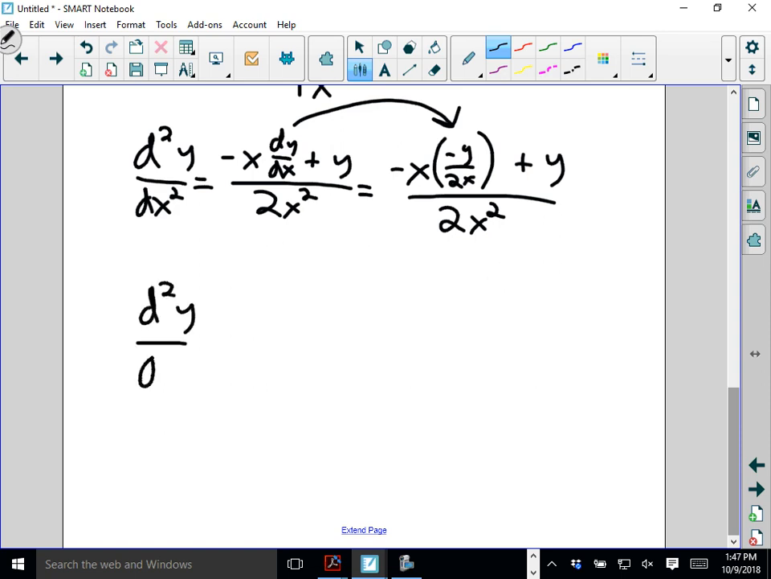When I multiply these two terms, my x's cancel each other out. And I get negative 1 times negative y, which is y, over 2. That became positive now because of the negative times the negative. Plus y over 2x squared. To simplify it one more time, I don't like having fractions within fractions, so I'm going to multiply the top and bottom here by 2.